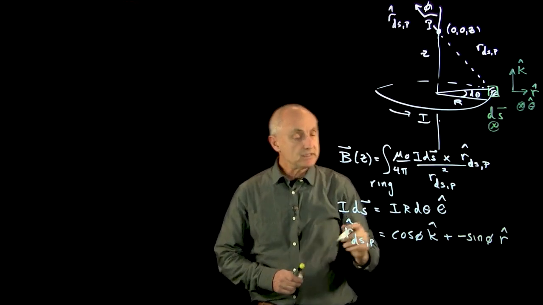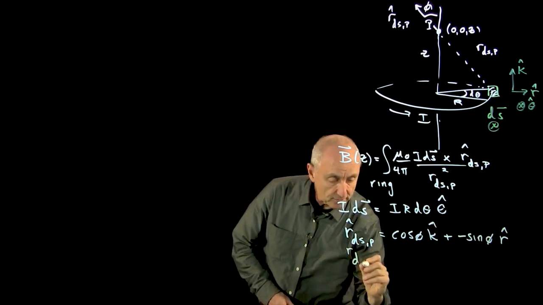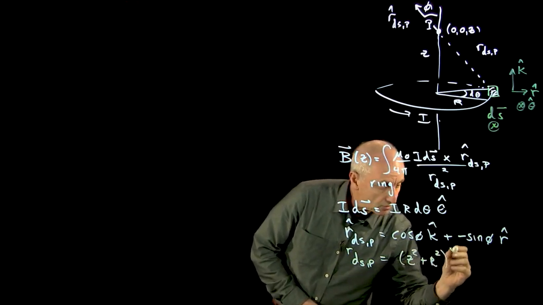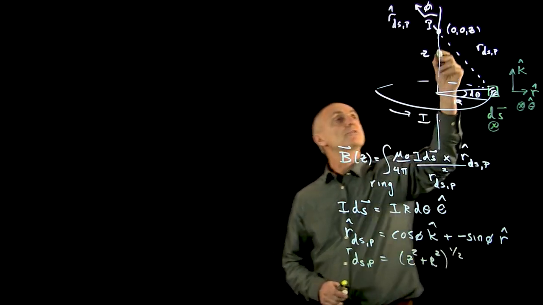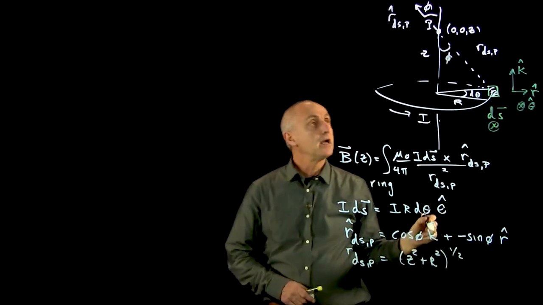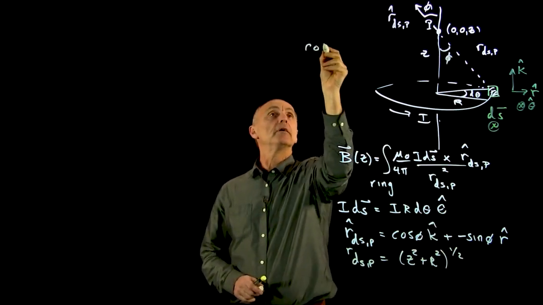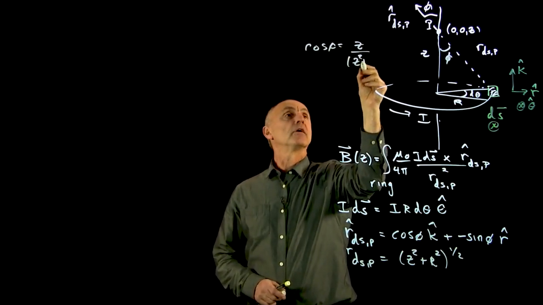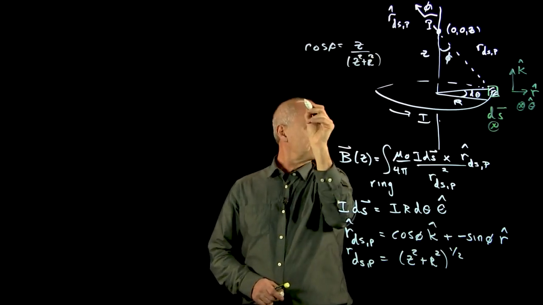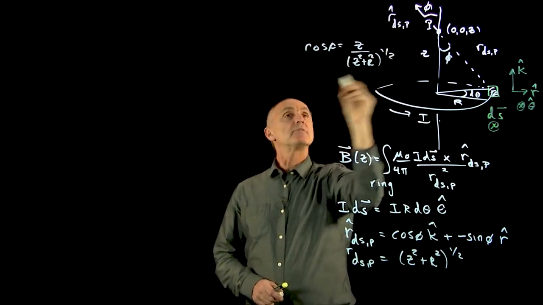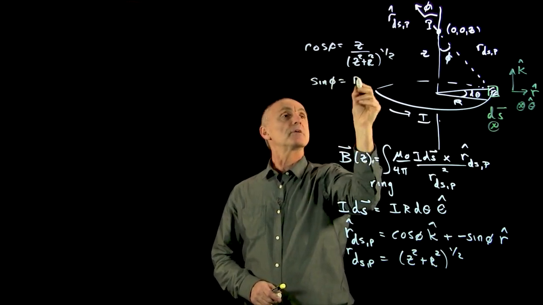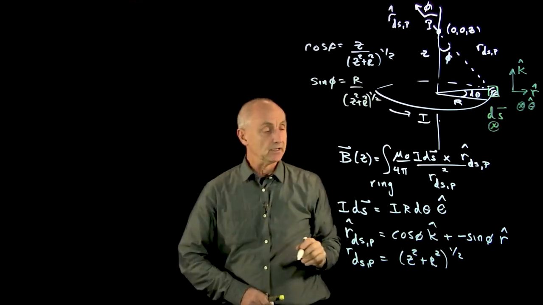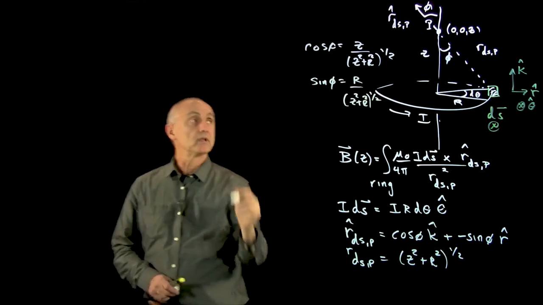And now the distance, that's easier. Pythagorean theorem, that's (z squared plus R squared) to the 1/2. And you'll notice that this is the angle phi. And so we have cosine of phi is adjacent over hypotenuse, and sine of phi is opposite over hypotenuse. And that's all the pieces I need. I'll use those facts in a moment.